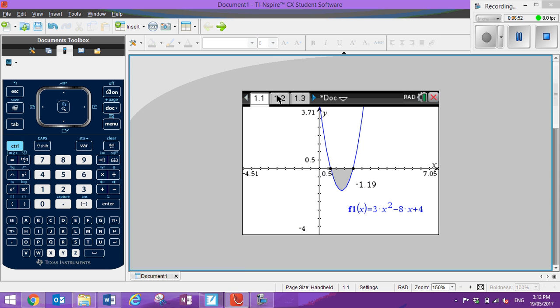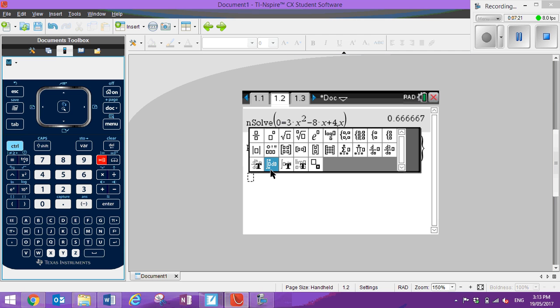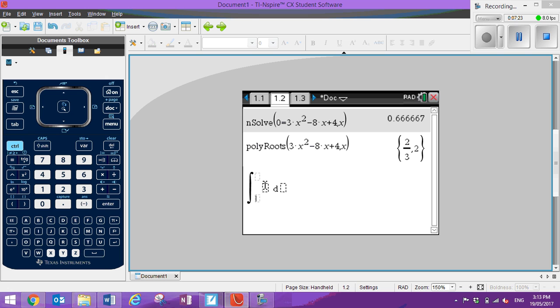If you want to do it on a calculator page, then you need to solve and get the x-coordinates for the points of intersection. You could use nsolve, but that only gives you the first root, not the next one. So you'd have to do it again and have x greater than 0.667. It gives you the one closest to the x-axis. Otherwise, the polyroots solver is a lot quicker, and you come out with your two roots. Then you can do your integral with this function and put in 2/3 to your function, dx, and you'll come out with that. I think you've done that before, hopefully, so we'll move on.